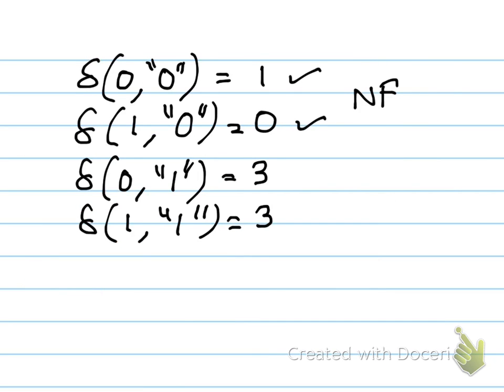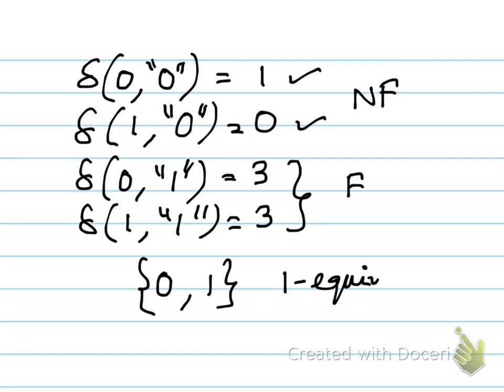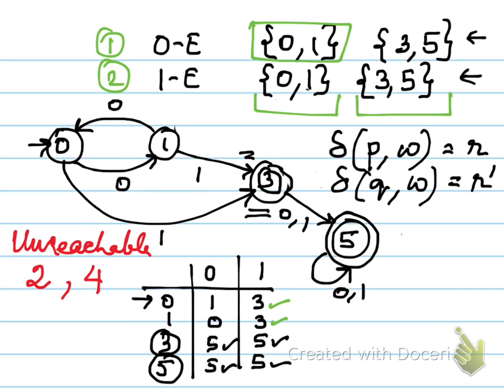Now if it is the same state, it doesn't make any difference because it's going to the same state. And if you see, 3 is what? 3 is a final state. So both are final states. So we can say that state 0 and state 1 are one equivalent. One equivalent, right? So we can combine the two. The same logic also applies for 3 and 5.